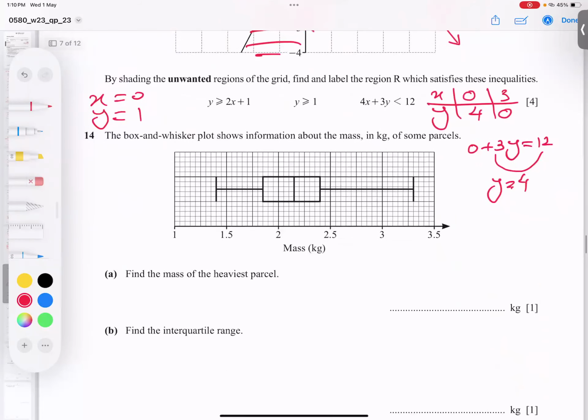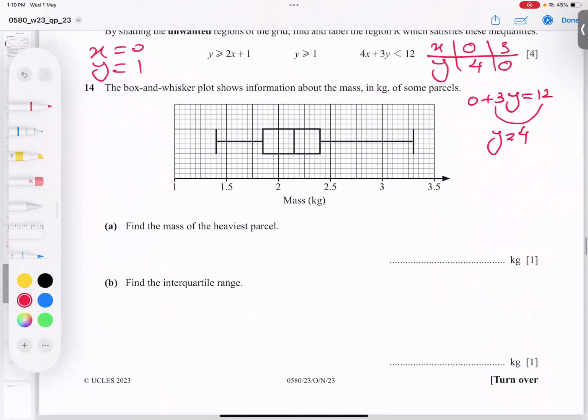So let's go for the next question, number 14. A box and whisker plot shows information in kilograms for some parcels. Okay, here, for this kind of question, the most important thing is scale, and we have a special formula. And what's the formula here? I'm writing value divided by number of boxes. For example, what is this value? Or you can count here.